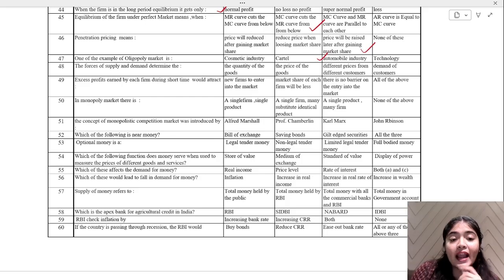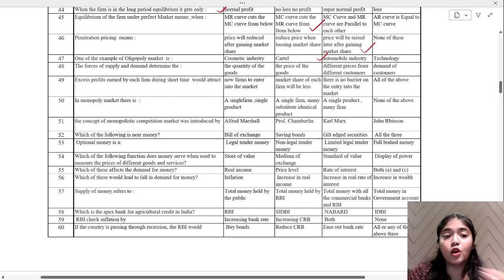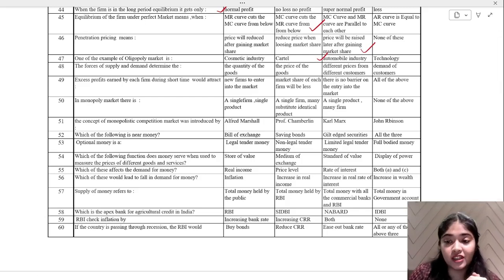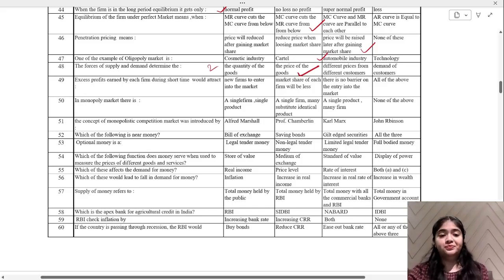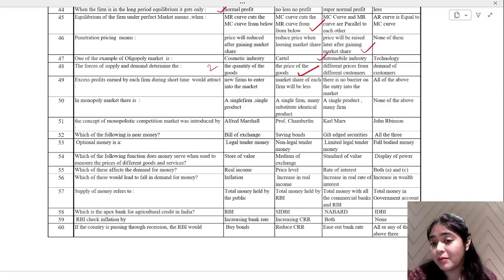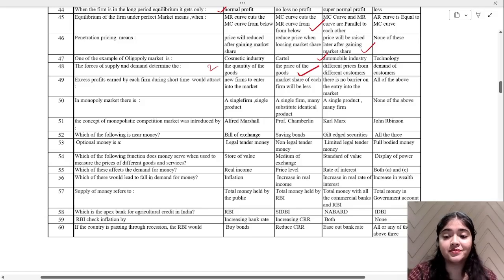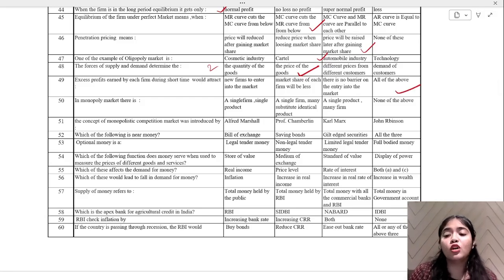The forces of supply and demand determine what? Quantity of the goods, price of the goods, different prices from different customers, or demand for customers. Yes, tell me what you think is the correct answer. It will determine the price of goods, option number two. Excess profit earned by each firm during the short time would attract new firms to enter the market, market share of each firm will be less, there is no barrier to entry in the market, or all of the above. What do you think? It is all of the above. New firms are going to enter, market share of each firm will be less, and there is no barrier to entry also. So that is all of the above.